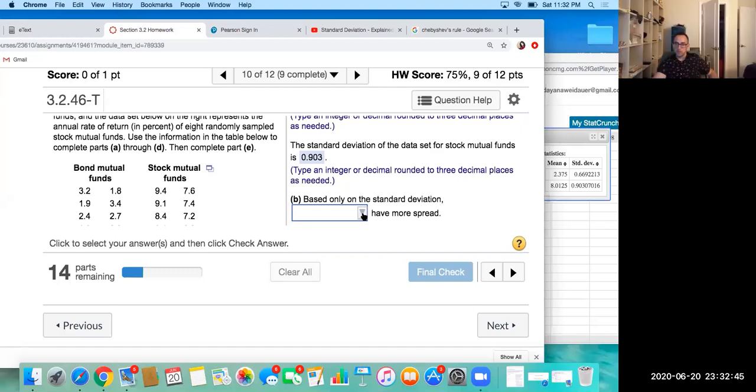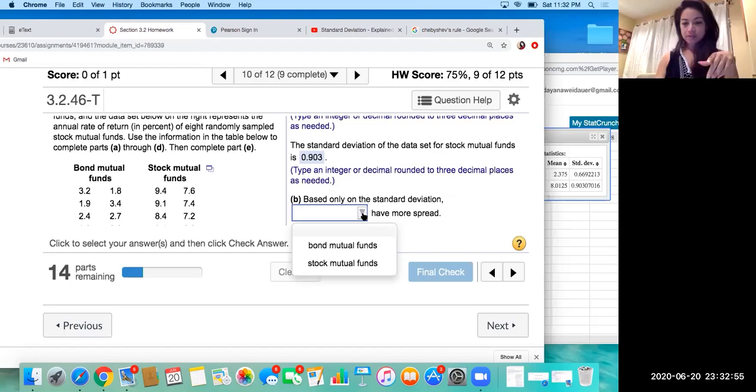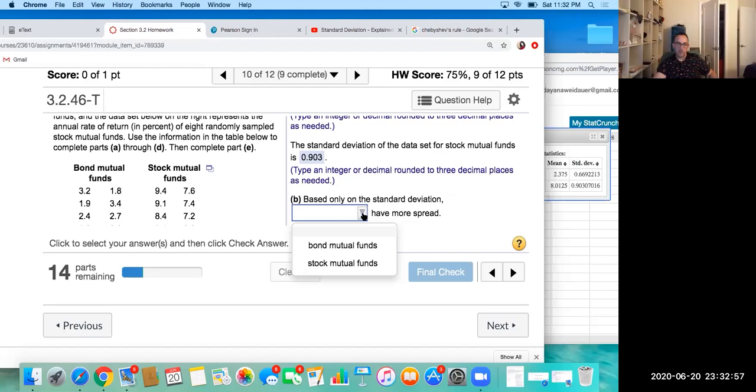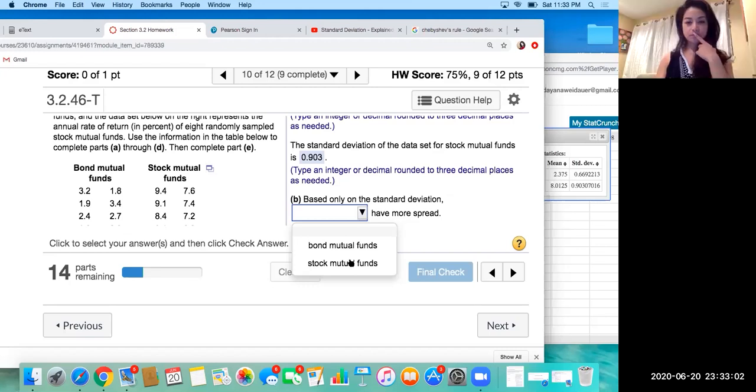Based only on the standard deviation, blank have more spread. Stocks, mutual funds. Stock mutual funds, I'm guessing. Is it bigger, the standard deviation? Standard deviation have more spread. Which one has the bigger standard deviation? It's going to be the stock mutual. Yep.